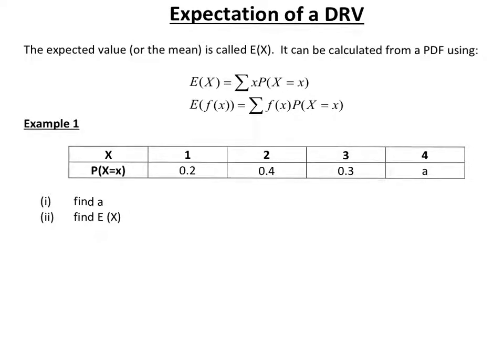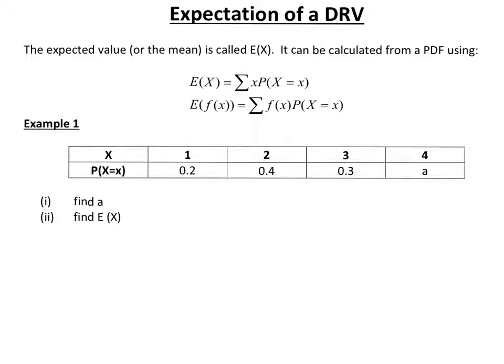So in this video, we're going to look at the expected value, the expectation, and the variance of a DRV, a discrete random variable. The expected value is simply a fancy name for the arithmetic mean, or the mean, and often we see that written as E of x. When we want to calculate it, we use our PDFs and our probability distributions, and it's very simply, we add up all the values of x multiplied by their probabilities.